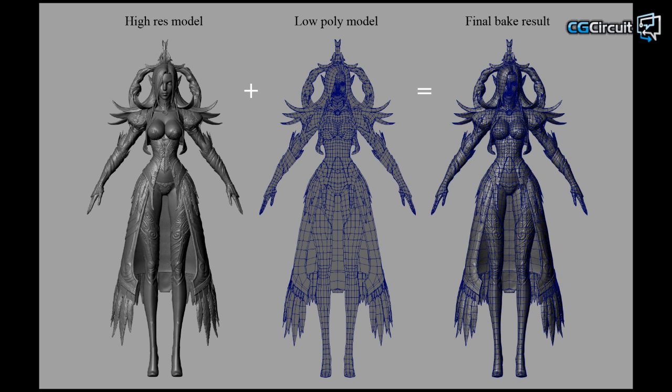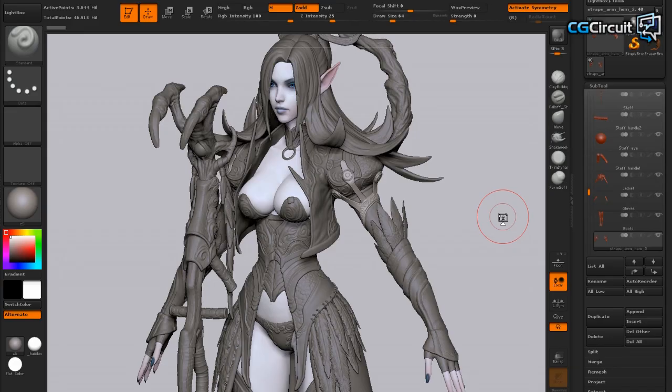Before we get started on baking, there are a few things we should do to prepare ourselves. To start with, you'll need two models. Typically, this is a high resolution model and a low polygon model. Your high resolution model can be created in any way you like, really. It can be sculpted in a program like ZBrush, like I have here, or you could have hard surface modeled it traditionally in something like Maya or Max, or whatever works best for you.